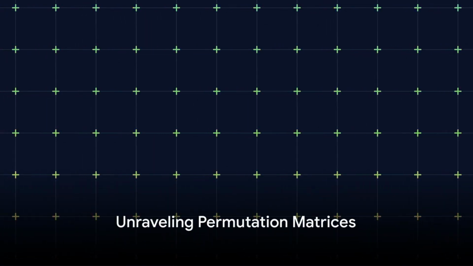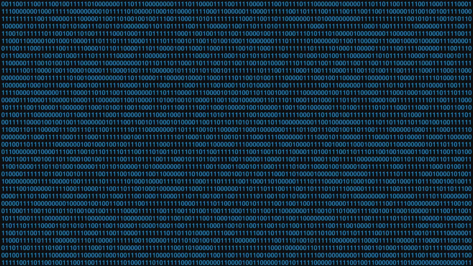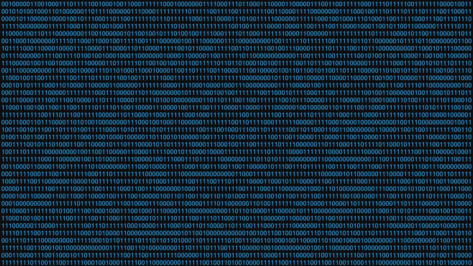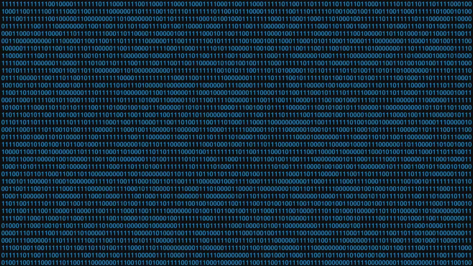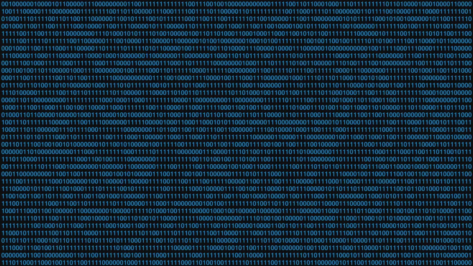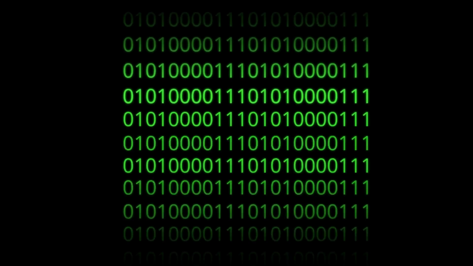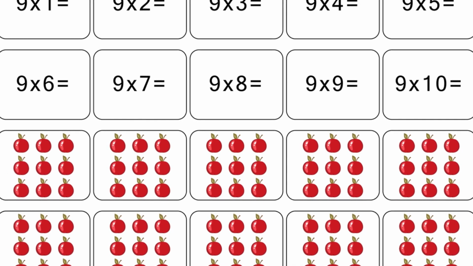Next up, permutation matrices. Sound complicated? Don't fret, it's simpler than you think. A permutation matrix is a special kind of square matrix that's made up of zeros and ones. But here's the catch. It has exactly one 1 in each row and each column, with the rest of the elements being zeros. So what makes these matrices interesting? Well, they have some unique properties. For instance, the product of two permutation matrices is also a permutation matrix. Additionally, the inverse of a permutation matrix is its transpose. That's right, just flip it over its diagonal, and you've got the inverse.